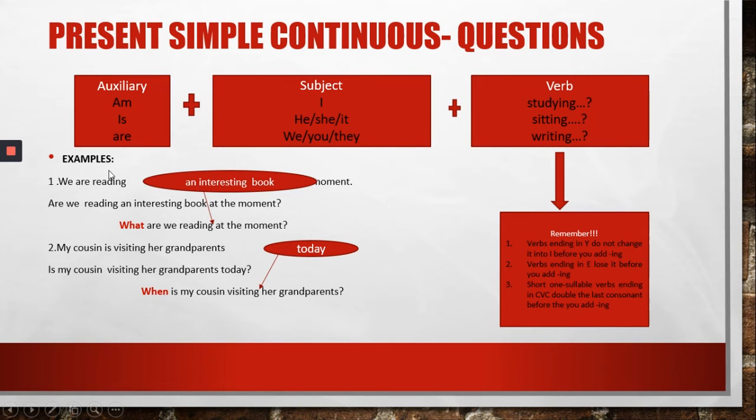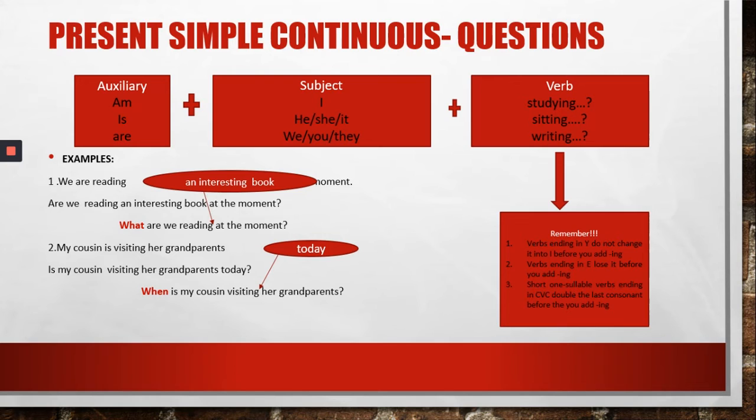Let's look at the examples. We are reading an interesting book at the moment. Are we reading an interesting book at the moment? And if we want to ask a question for an interesting book, we use question word what and the interrogative form of the sentence in present continuous. What are we reading at the moment? You must omit this part from the question because the question word refers to it.